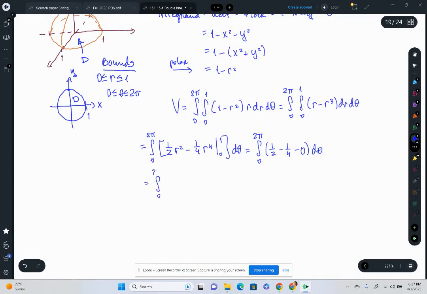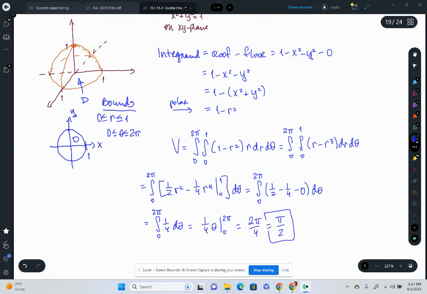So I'm looking at the integral from 0 to 2 pi of 1/4 d theta, which gives me 1/4 theta, evaluated from 0 to 2 pi. So I get 2 pi over 4, which is equal to pi halves. That is the amount of volume that is underneath this paraboloid and above the xy plane when the domain of integration there is over a unit circle.